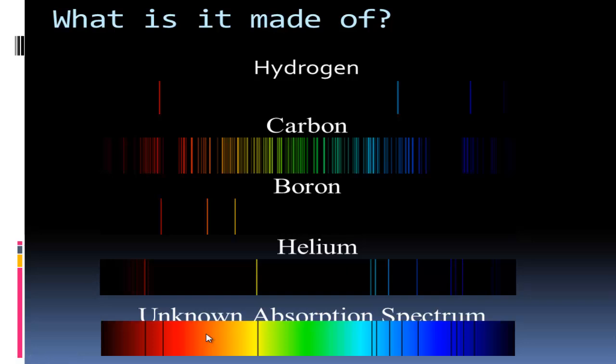So that was a quick rundown of the 3 types of spectrum, what they're used for, and spectral classification.